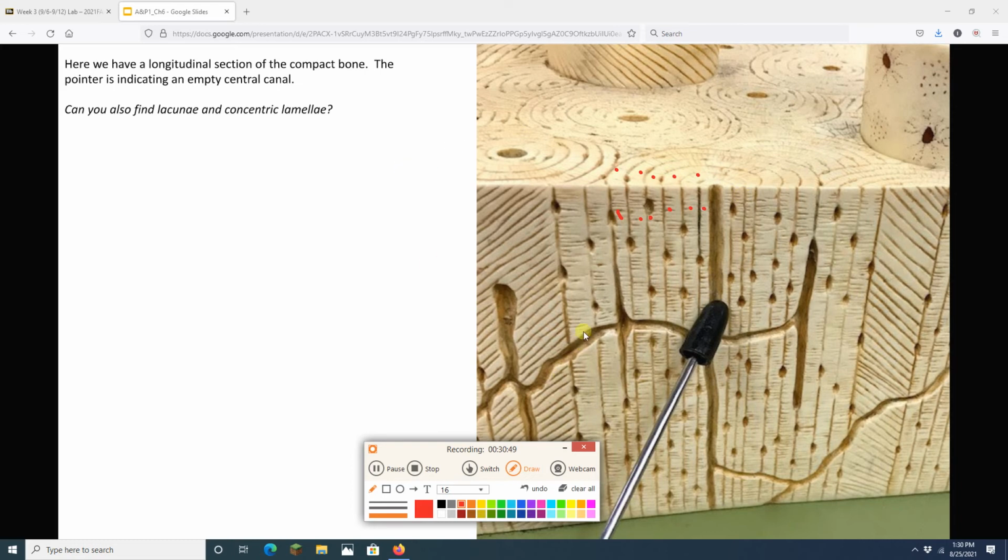I can also see a bunch of lacunae. There's a lacuna right there. There's a lacuna right there. Now these are empty ones. In reality, they would have osteocytes within them.